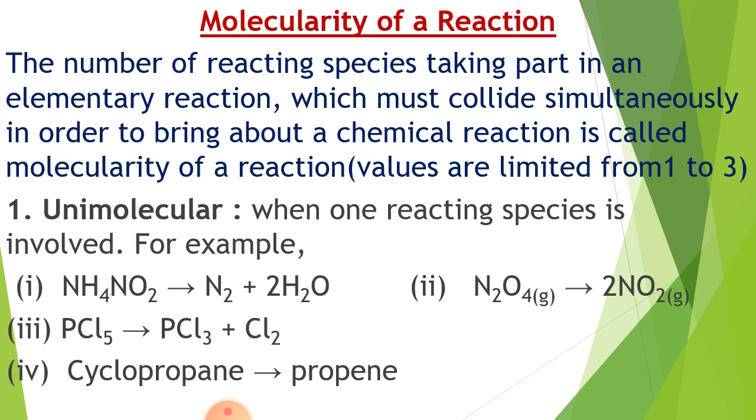Now, molecularity of a reaction: the number of reacting species taking part in an elementary reaction which must collide simultaneously in order to bring about a chemical reaction is called molecularity of a reaction. Values are limited from 1 to 3. That means molecularity more than 3 is not possible. That means a molecule collides with 1 molecule, or 2 molecules, or 3 molecules, but collision of more than 3 molecules at a time is not possible.